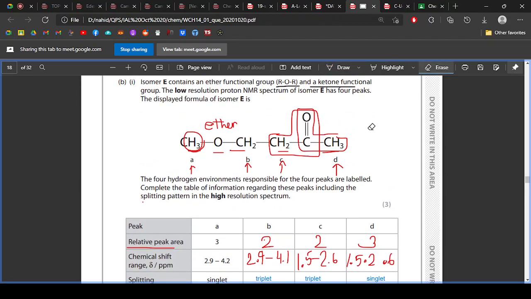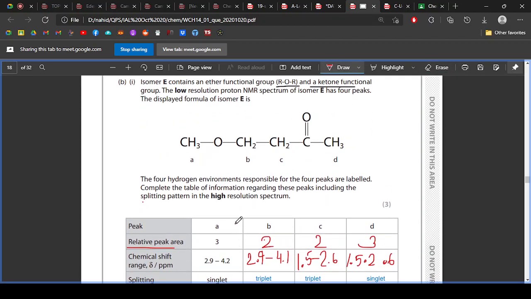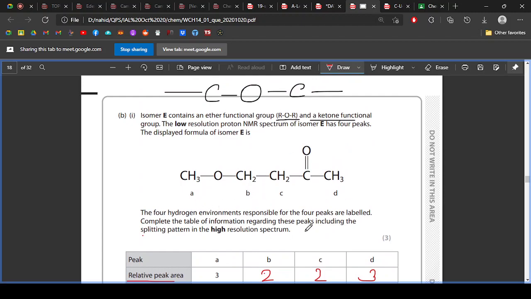So now ignore the hydrogens. Sorry, carbons now. So they said number of peaks. So if you did carbon NMR, how many different environments would you expect? Look at the carbons at the moment. So this will give you one environment. This will give you another environment. This is another environment. This is another environment. This is another environment. Yes or no?